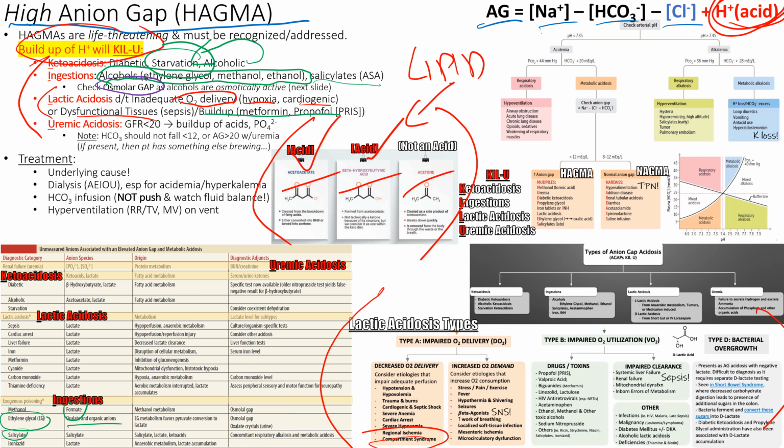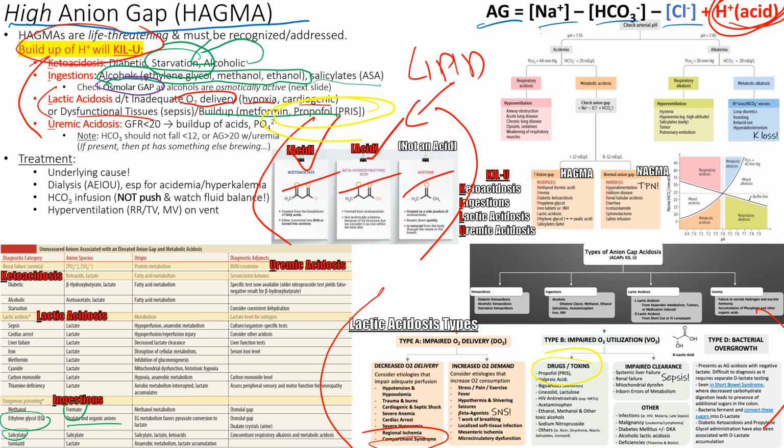What else? PRIS, or Propofol-Related Infusion Syndrome. This is when a lot of propofol infusion can start causing a metabolic acidosis because of the generation of lactic acid. It also inhibits mitochondrial function as well. Another reason we might have a toxin that's causing our cells to produce lactic acid.